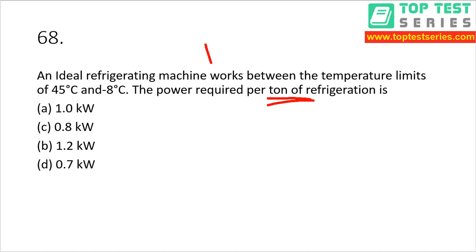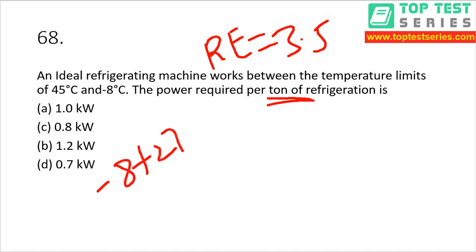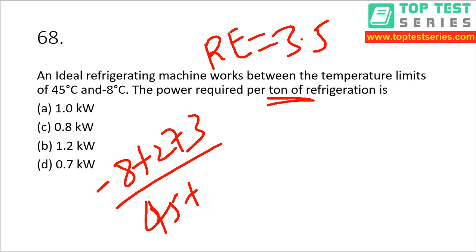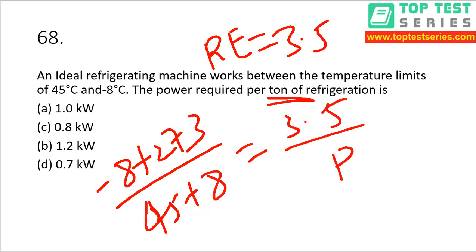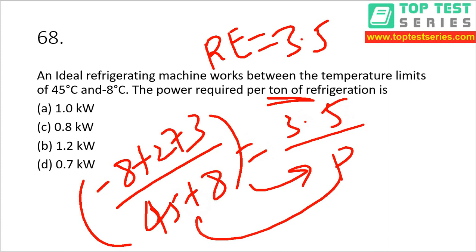That means the refrigeration effect is how much, my dear? 3.5 kilowatt. So again, the same type of question we are getting again and again, right? So it will be quite easier for you. So TL is minus 8 plus 273 and TH minus TL, that means 45 plus 8, is equal to 3.5 by P. So we have to send this part to the denominator and this part to the numerator.